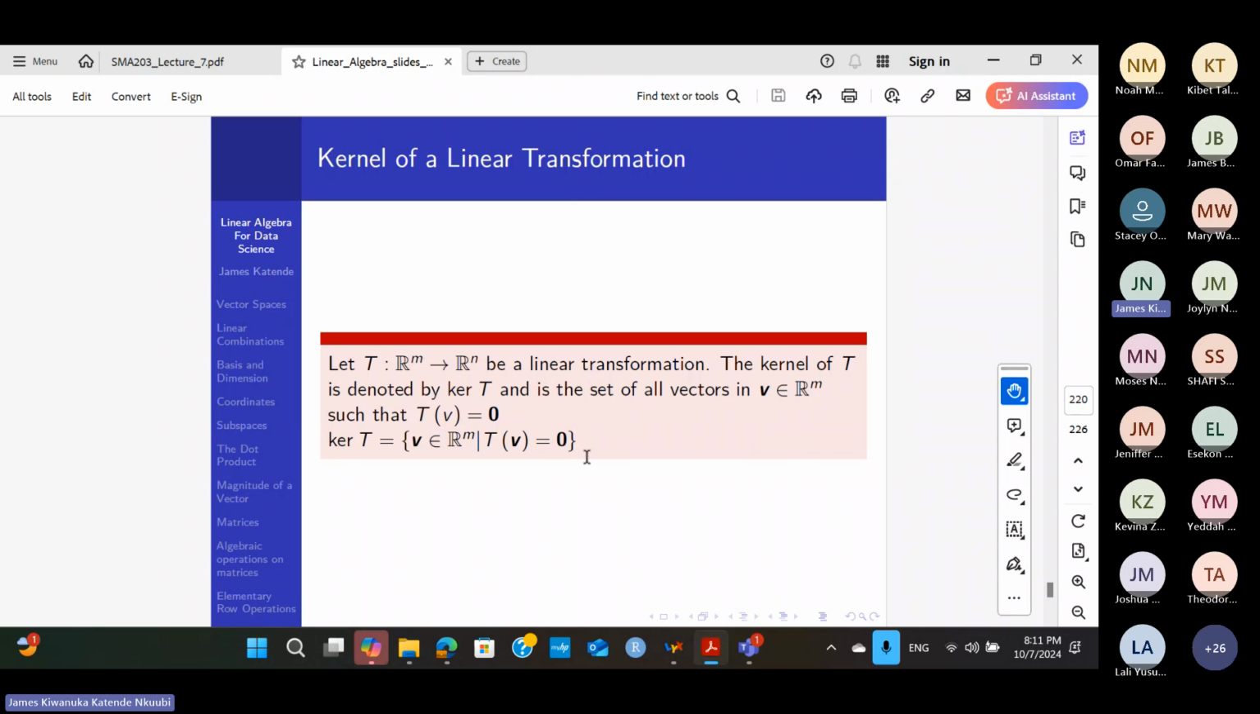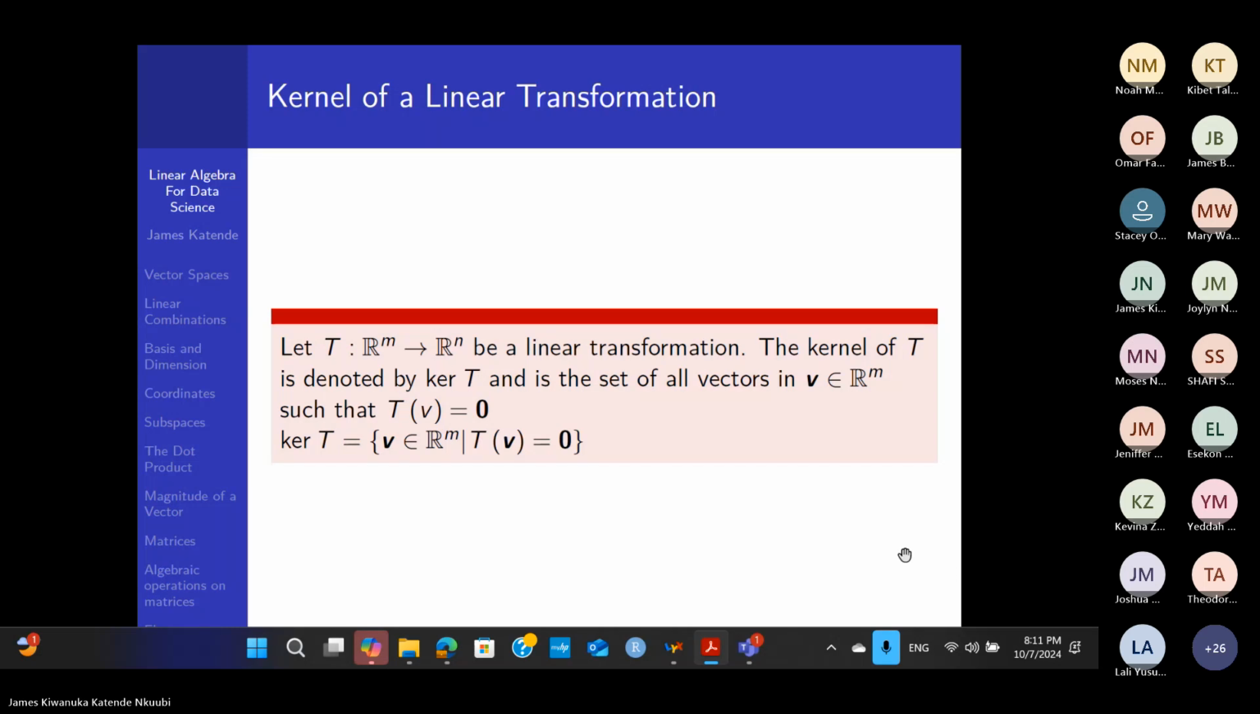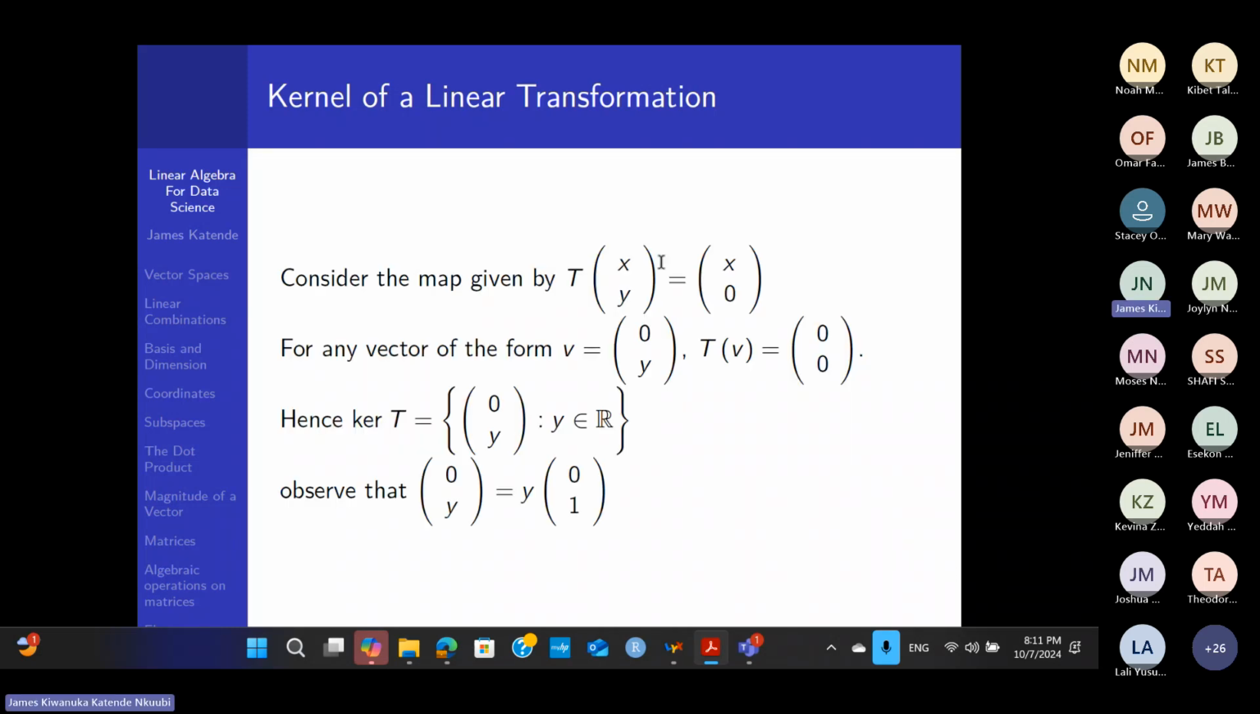So that's the definition of a kernel. It's important that you understand the definition so that anytime we use it, it makes sense. So here is an example of a map. This one is from R2 to R2. It picks (x, y) and sends it to (x, 0). So if you pick any vector of this form from R2, where the first component is 0 and the second one is any real number y, then the image of any such vector will be the 0 vector, right? So these would be the vectors that form your kernel, because all vectors of this form, including the 0 vector, will be sent to 0.